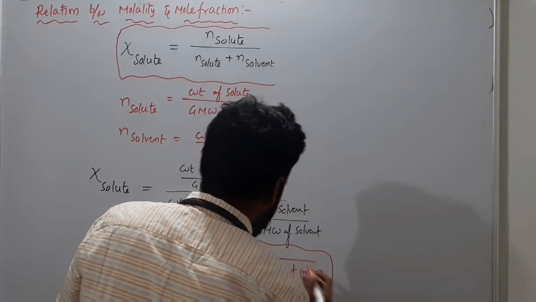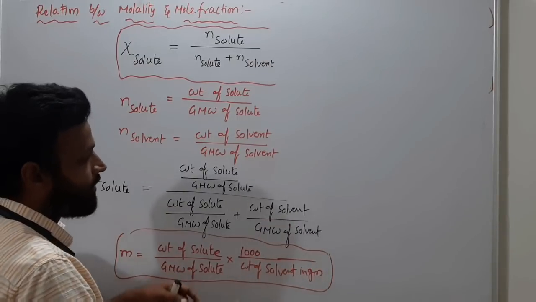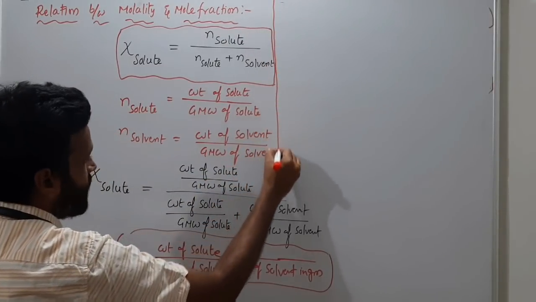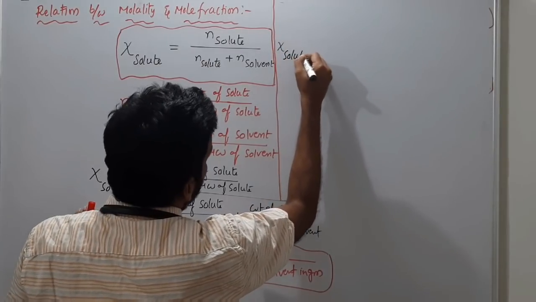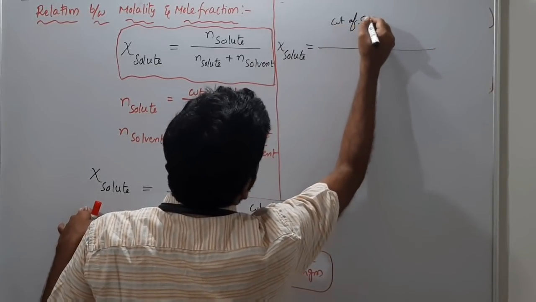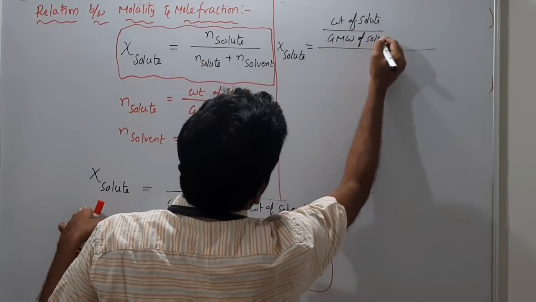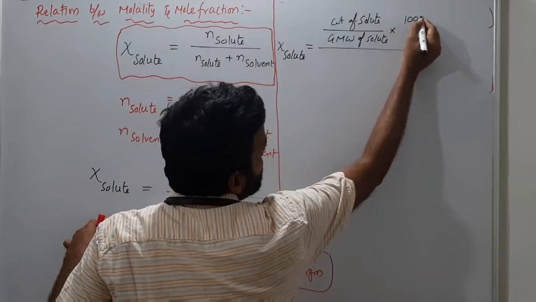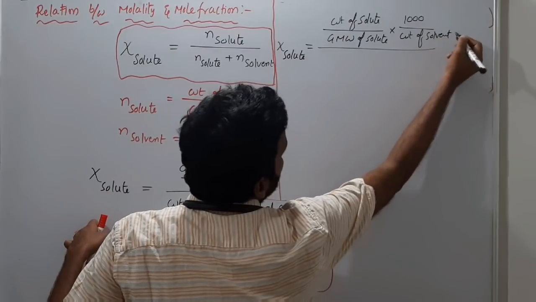So here I have this one, and what I said, I am multiplying numerator and denominator by 1000 by weight of solvent. So I'll do that. So what is the mole fraction of a solute now? Mole fraction of solute is weight of solute by gram molecular weight of solute. Correct? And for this I multiplied by 1000 by weight of solvent, weight of solvent in grams.